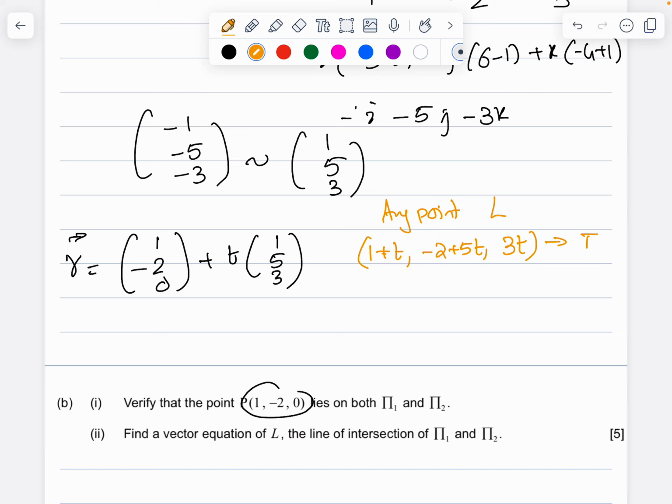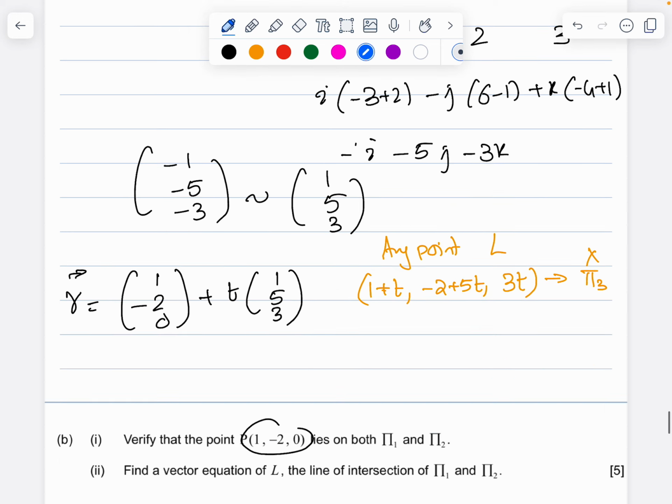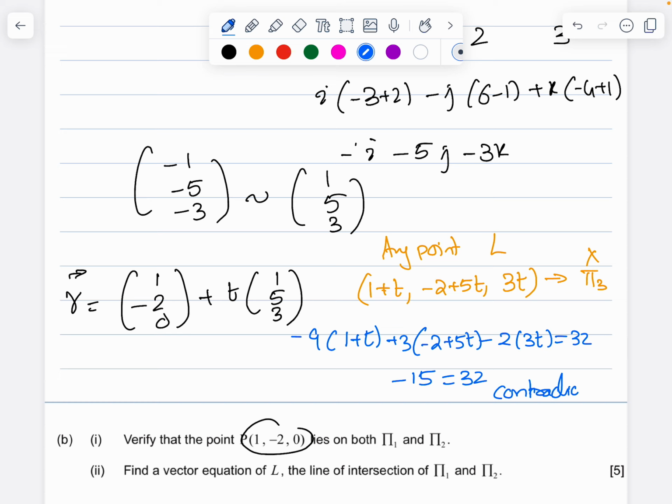Now this should not lie on pi 3. So I'll plug this point into pi 3. Then they do not intersect. I am substituting this point in the pi 3 equation. So what does that become? I take the pi 3 equation and substitute this one. So it becomes minus 9 times 1 plus t plus 3 times minus 2 plus 5t minus 2 times 3t equals 32. So we get negative 15 equals 32, which is a contradiction. So therefore it does not lie.